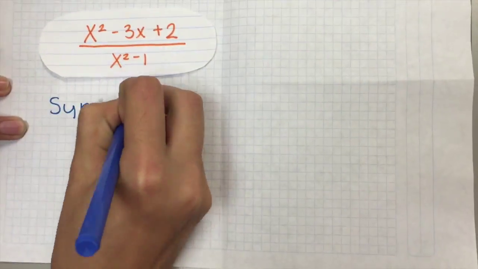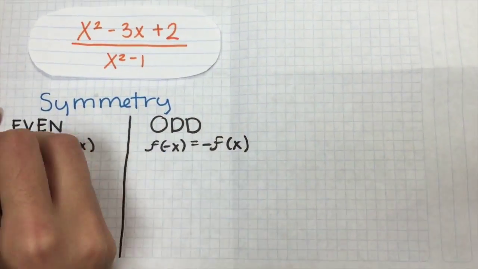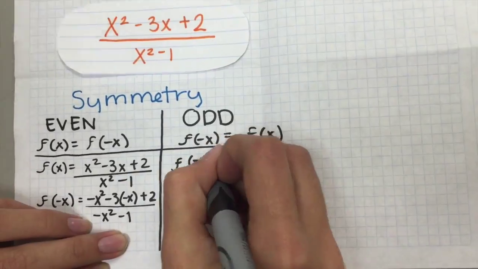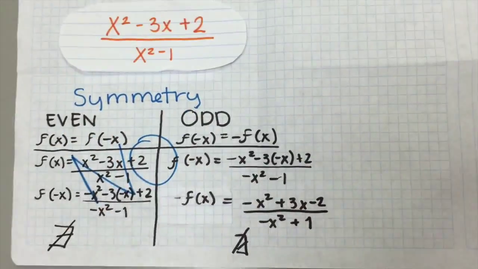To know the symmetry, you only have to see if the function is equal to the function of negative x, or if the function of negative x is equal to negative the function of x. In this case, there is no symmetry.